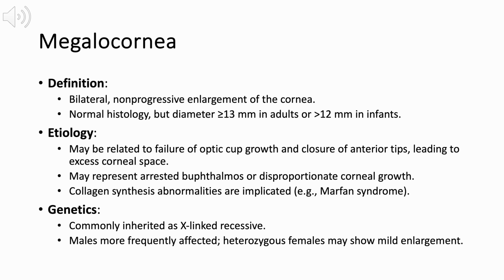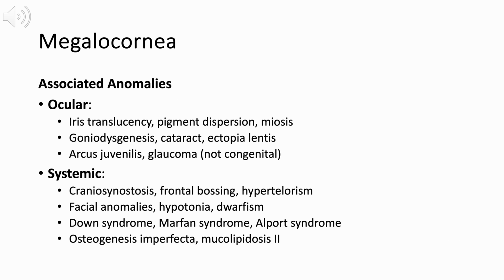Genetically, megalocornea is most commonly inherited in an X-linked recessive pattern, with males more frequently affected. Heterozygous females may show only mild corneal enlargement. Megalocornea is associated with a range of ocular and systemic anomalies. Ocular findings may include iris translucency, pigment dispersion, and miosis. Additional ocular associations are goniodysgenesis, cataracts, and ectopia lentis. Arcus juvenilis and glaucoma, though not congenital, are also observed in some patients with this condition.